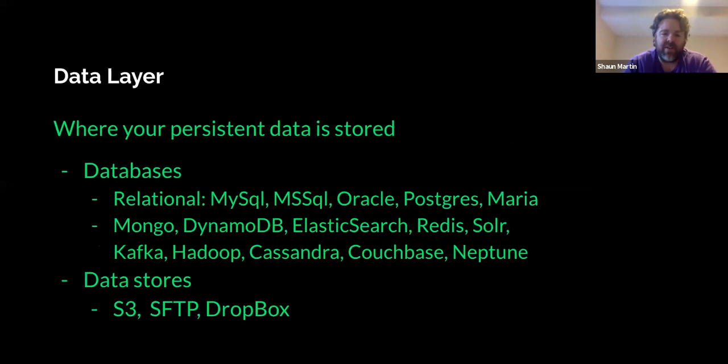And then finally, you have your data layer. Everyone should know, everyone's familiar with these. It's where your persistent data is stored. It's where all your data from your application lives. So, think relational: MySQL, SQL Express, Oracle, Postgres, Maria. And then you've got your newer databases, NoSQLs and document DBs and whatnot, like Mongo, Dynamo, and the rest. Then also another place where you have your data stores: S3 or SFTP or a Dropbox kind of scenario. So yeah, those are basically the 3 main layers.